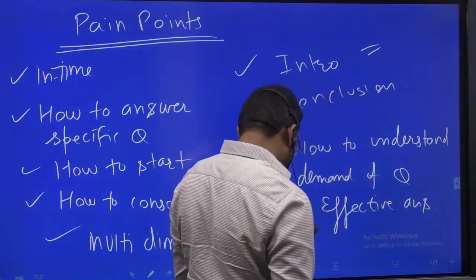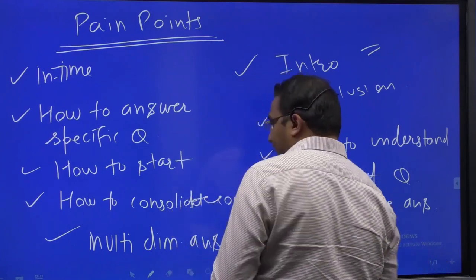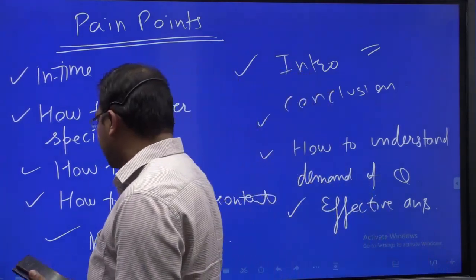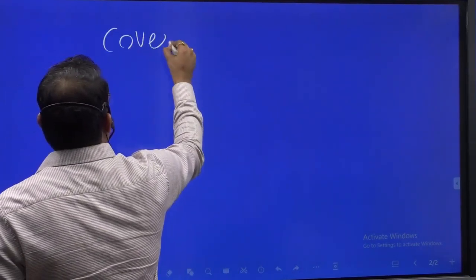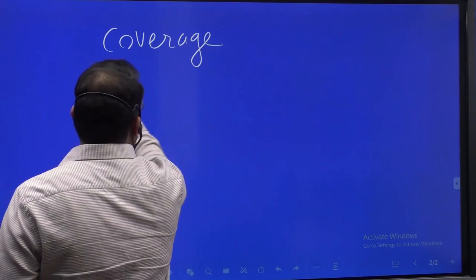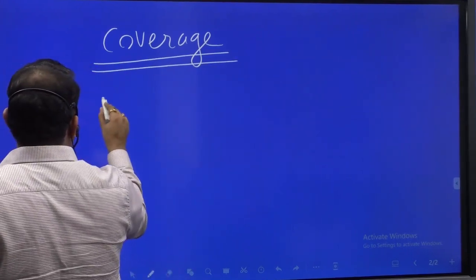So we will discuss each one of these things, right? And apart from this, we will discuss many other things. What is the overall structure, overall coverage of this workshop? We will start with how to write introduction.